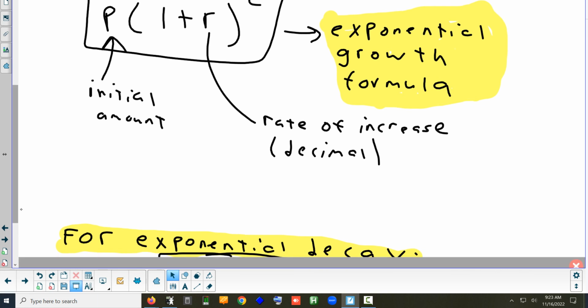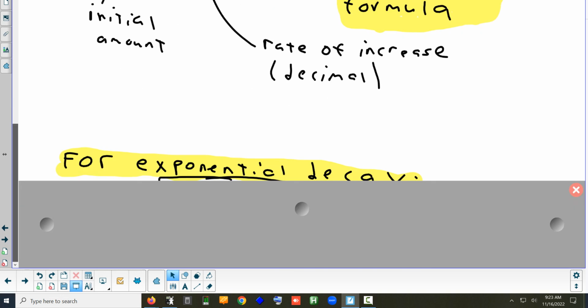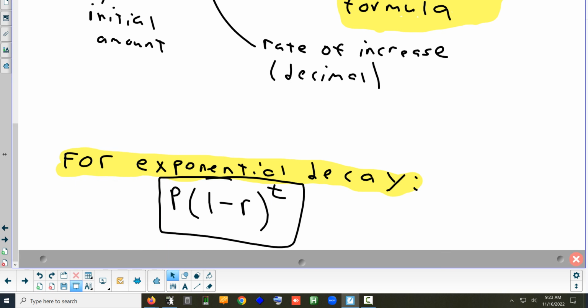If we change one thing in that, it becomes decay. Anyone think they see what you would change there to turn it from growth to decay? Yeah? Would you subtract r instead? You would subtract r. P, the r, and the t all stand for the same thing. Now, you know something is a decay problem if they use a word like the population of the town is decreasing by 5% every year. The amount of acres of forest is decreasing by 2% every year. Something decreasing is decay. Increasing is growth.